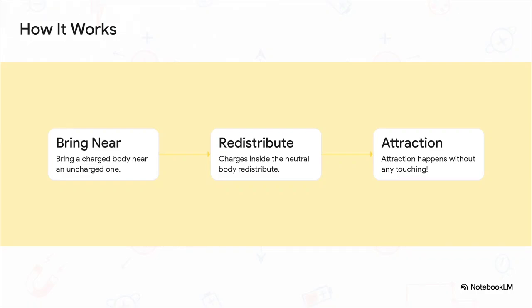The charged scale pushes identical or like charges away to the far side of the paper, and it pulls the opposite charges as close as possible. Then, step 3. Because those opposite charges are now physically closer to the scale, their attractive pull wins out over the push of the repelled charges. Boom! Attraction happens without any direct contact whatsoever.